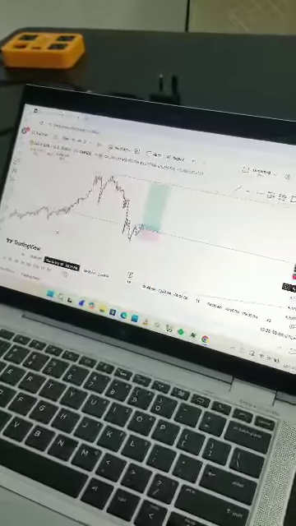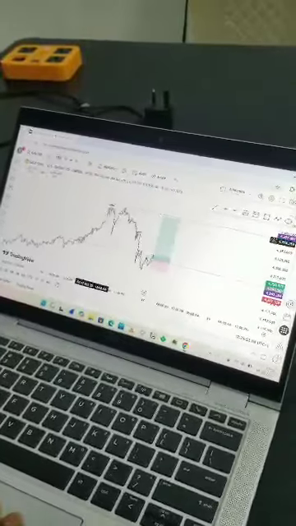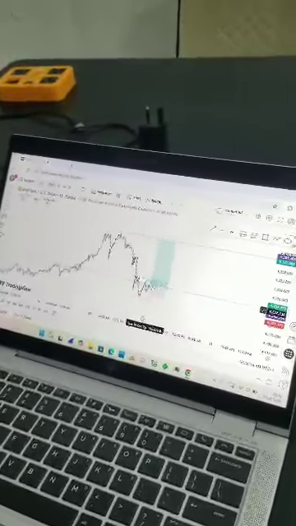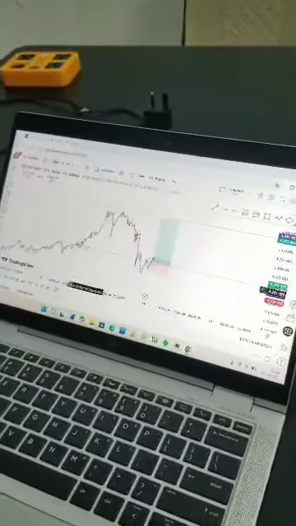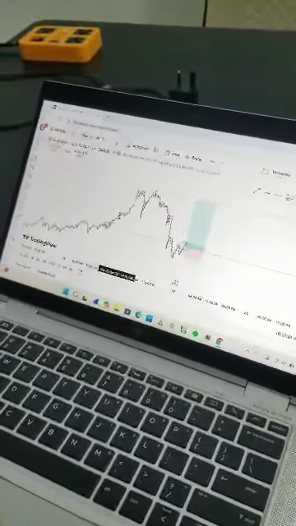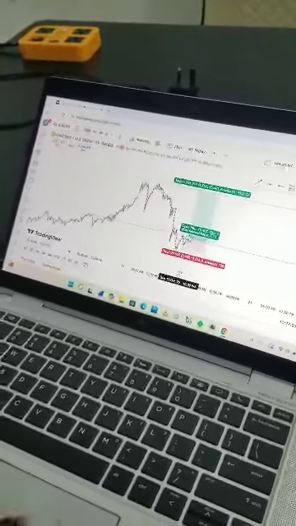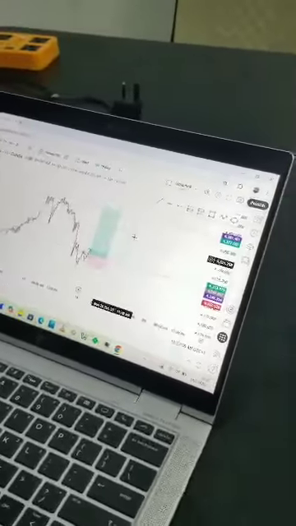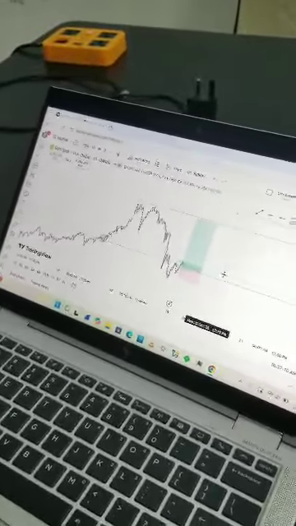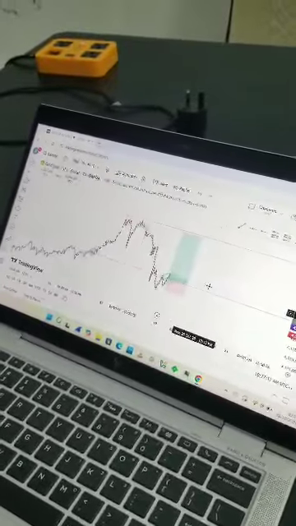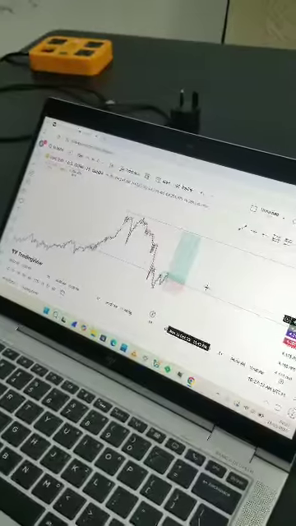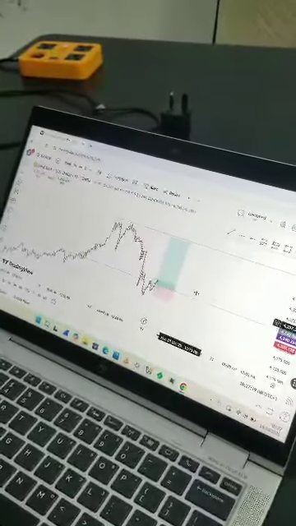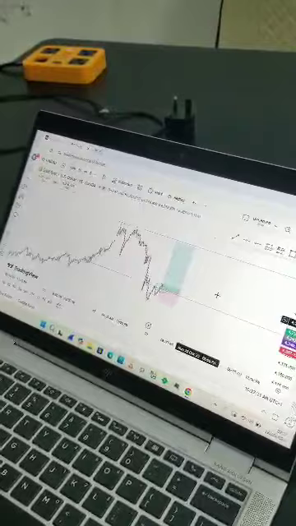The same action that happened from here to here is the same action that I'm waiting to happen from here to here. That's just it. It's just market structure and price action. You don't predict, you react to the price action, to what the market is telling you to do. So that's just it.